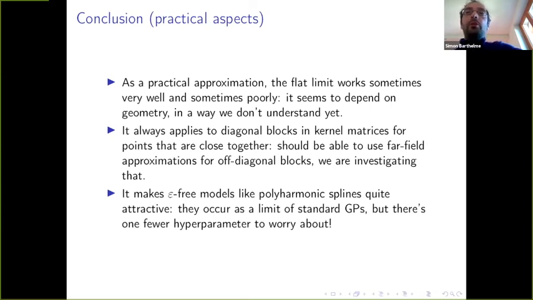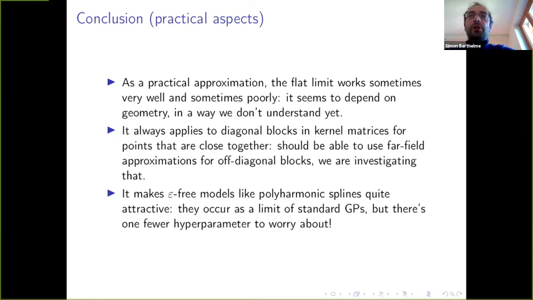Now, there's something that should help, which is that the flat limit always applies in some sense to the diagonal blocks of a kernel matrix, because if you make the diagonal block small enough, then you have an area in the matrix where every point is close to every other point. And so over that block, the kernel function is flat. So you can apply that limit sort of blockwise. And then there should be a way of using far field approximations to deal with the blocks that are off diagonal in the kernel matrix. But we're looking into that as well.